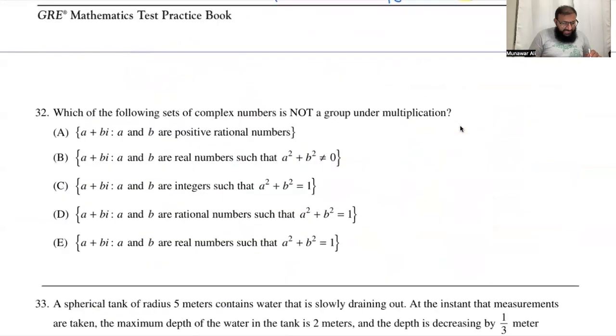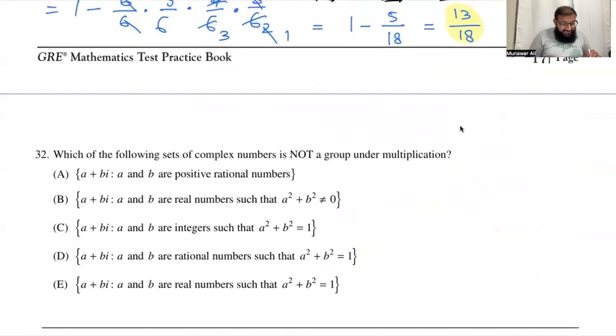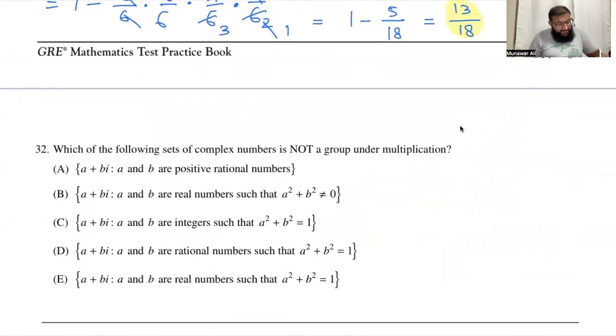Okay, let's go ahead. This is a really simple question. Most of the people who are doing basic undergrad mathematics can do this question in a very short amount of time. Which of the following sets of complex numbers is not a group under multiplication? So we have to show which one of these is not a group.